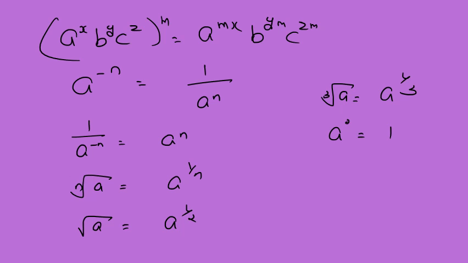Cube root of a is a raised to 1 by 3. A raised to 0 is 1. This square root of a means actually this 2 is understood only, so no need to write 2. But cube root of a means you have to write 3 there.